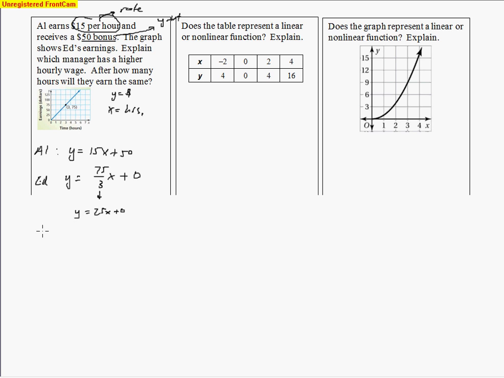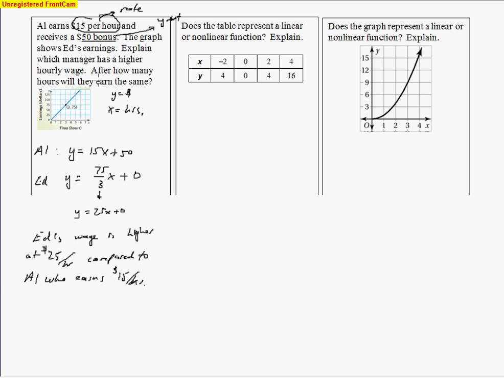So who earns more? Well, Ed's wage is higher at $25 per hour compared to Al, who earns $15 per hour.